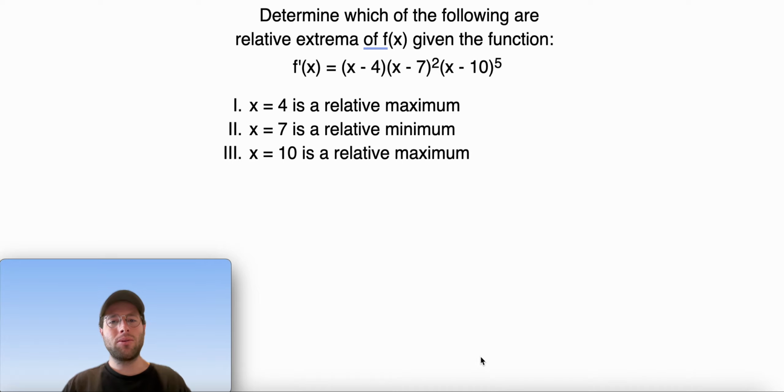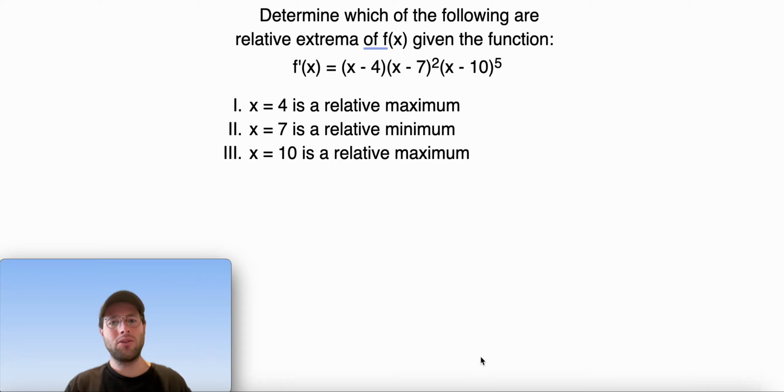And so to begin here, let's notice that we are not given the function f of x, but we're given its derivative f prime of x. And so what we need to do here to determine where this function has relative maximums or relative minimums, we need to look at where the derivative of the function is changing signs from positive to negative or negative to positive. So we need to locate where that happens.